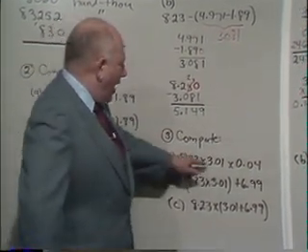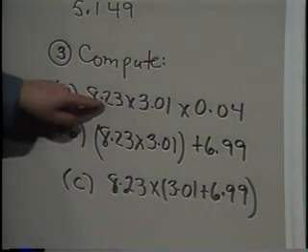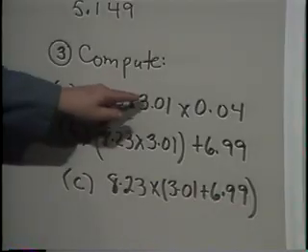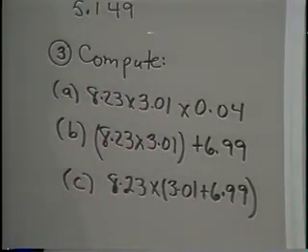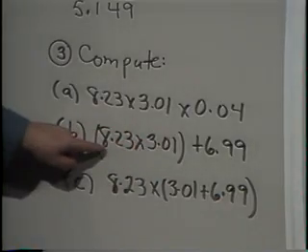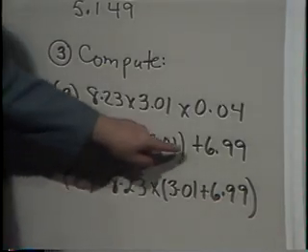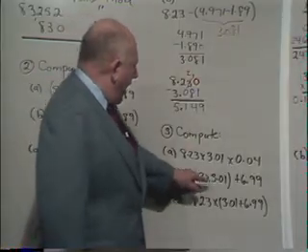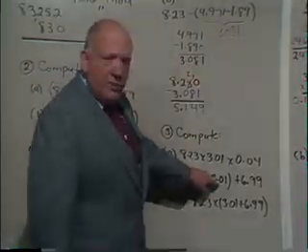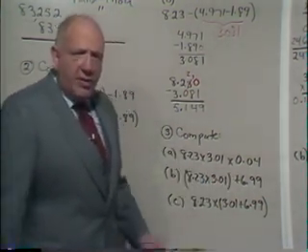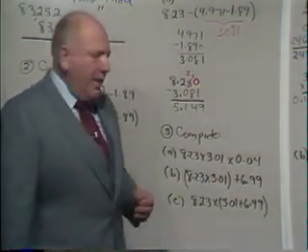And so when we do this problem, one way to do it is I could take the 8.23, multiply that by 3.01, then whatever answer I get, I multiply that by 0.04. All right? Now, part B starts out the same way, but after I've multiplied these 2 numbers, I then want to add 6.99. So in part B, I have what? The product of 2 decimals, which is again a decimal, to which I'm going to add a decimal. See, I've got addition and multiplication in the same problem.